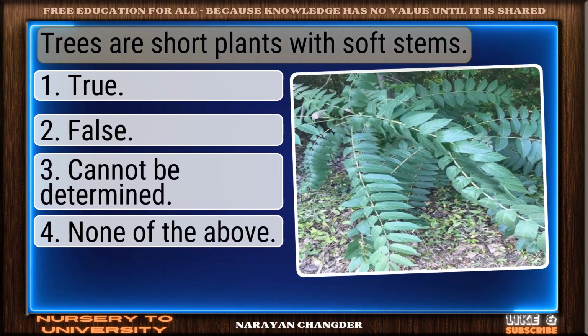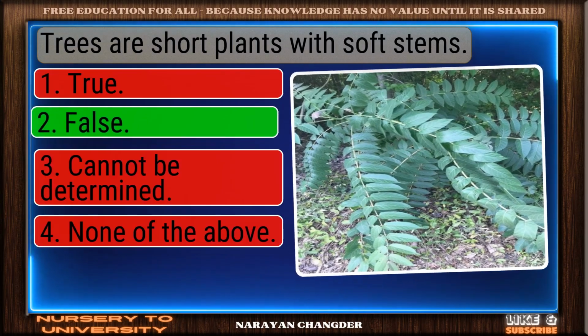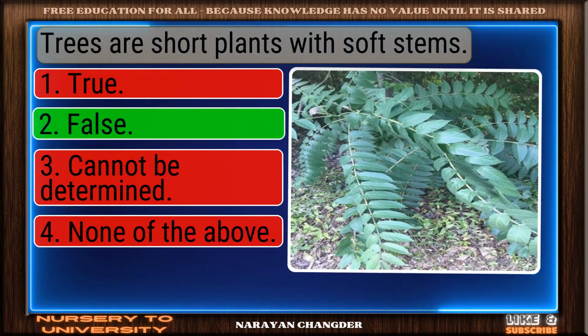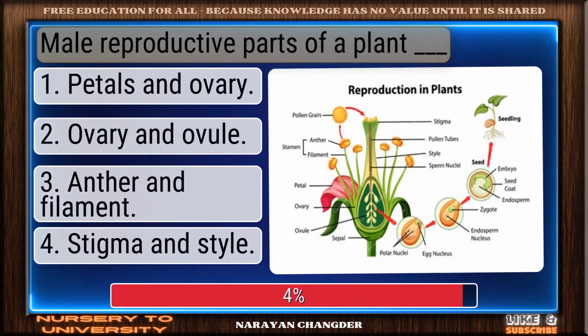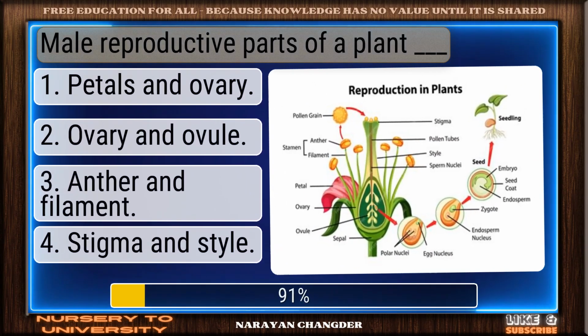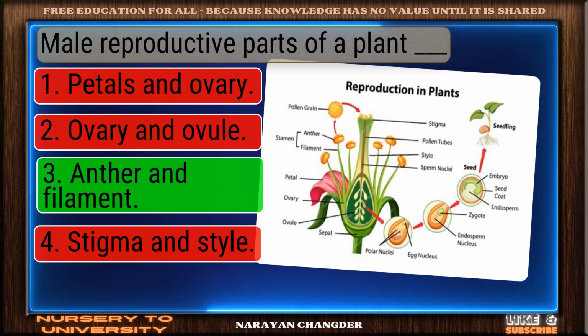Trees are short plants with soft stems. Good thinking. False is the right answer. Male reproductive parts of a plant dash. On track. Anther and filament is the correct answer.